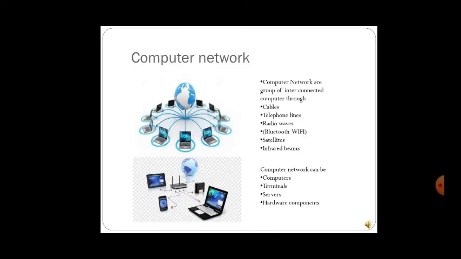Computer networks are nothing but groups of interconnected computers through cables, telephone lines, radio waves, Bluetooth, wireless fidelity, that is Wi-Fi, satellites and infrared beams. A computer network can consist of computers, terminals, servers and hardware components. I hope you all know what cables, telephone lines, radio waves, Bluetooth, satellites and infrared beams are.